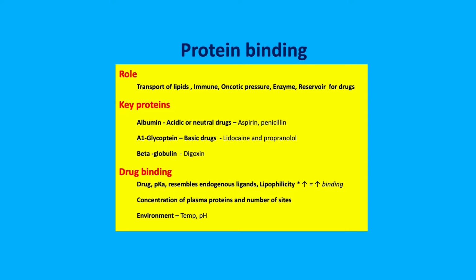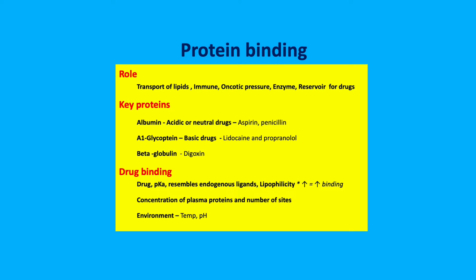The interaction between the drug and the plasma protein is based on either hydrogen bonds, ionic bonds, or van der Waals forces. Within this equilibrium, the bound fraction and the unbound fraction is determined by multiple factors. The other functions of plasma proteins, which are non-related to pharmacokinetic effects of drugs, include transportation of lipids, immune function, oncotic function, and enzymatic function.